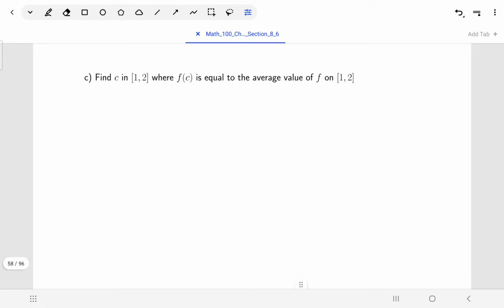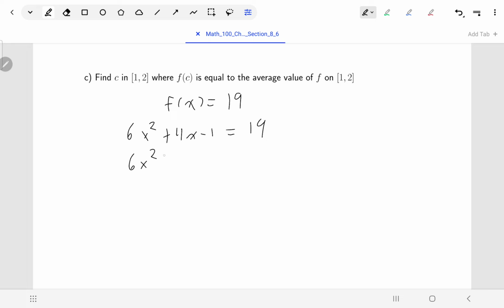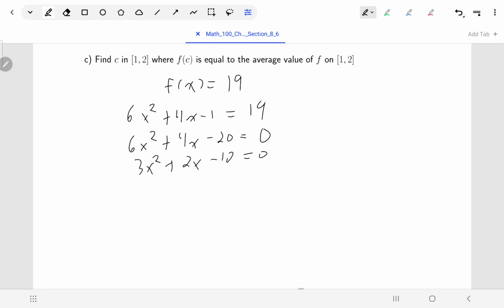So let's find that. Now, we want to find the c in that interval where f of c is equal to our average value. So we want f of x to be equal to our average value, which we just found, which was 19. So in other words, we're looking for 6x squared plus 4x minus 1 to be equal to 19, or 6x squared plus 4x minus 20 to be equal to 0. You could try to make this look a little bit nicer for yourself, dividing everybody by 2, but it's still not going to factor.